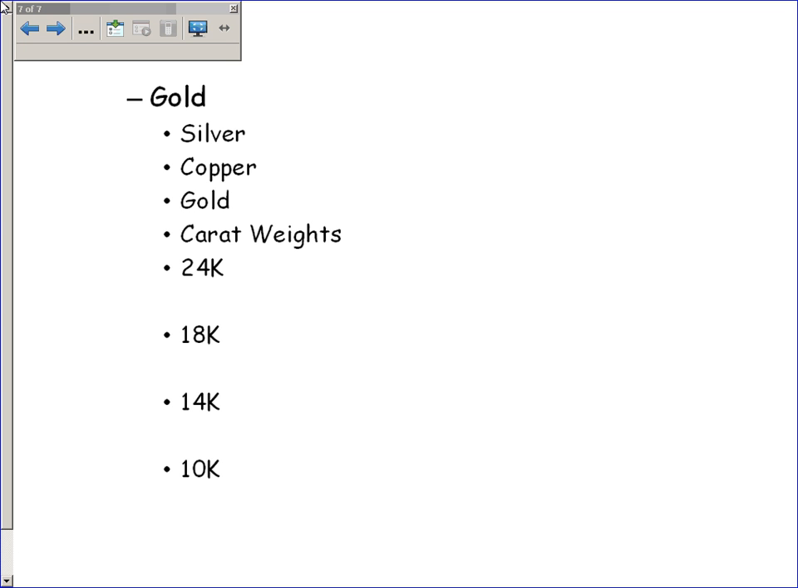So 10 karat gold is going to be your most durable gold. 24 karat gold is going to be your least durable gold, because it's the highest percent of pure gold. Pure gold is pretty soft. It's able to be scratched or destroyed fairly easily. So that's why we mix it with elements like silver and copper that are a little bit stronger, that can withstand a little more abuse.